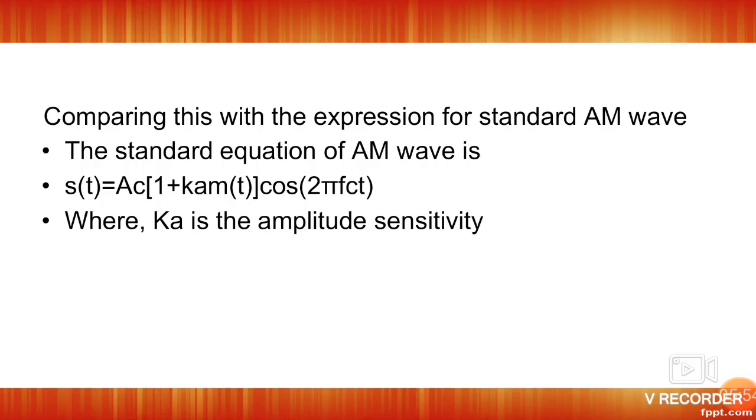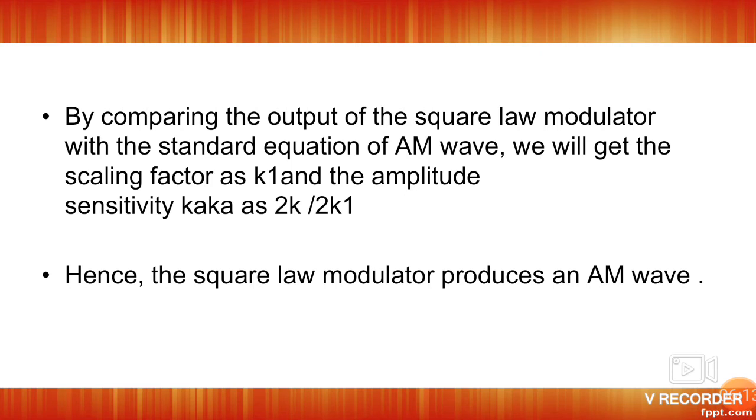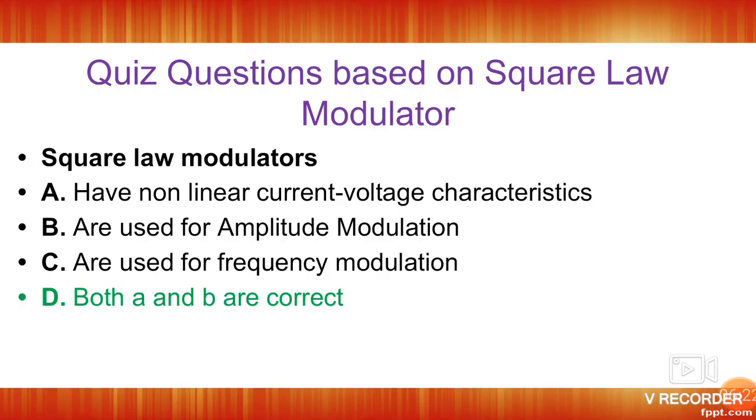This simply represents the equation of the amplitude modulated waveform. So here Ac [1 + Ka m(t)] cos 2 pi fct represents the standard equation of the AM waveform, where Ka represents the modulation index and 2K2 divided by K1 represents the deviation sensitivity. So here simply the square law modulator is used to generate the amplitude modulated waveform.